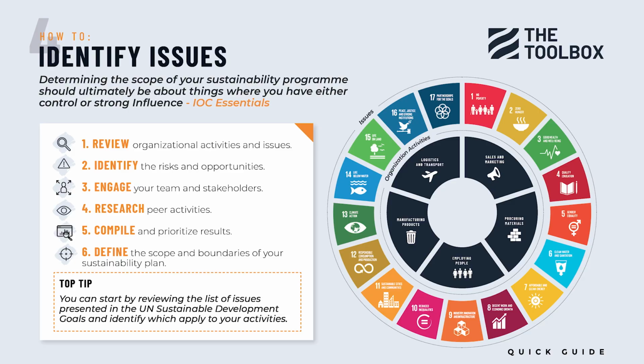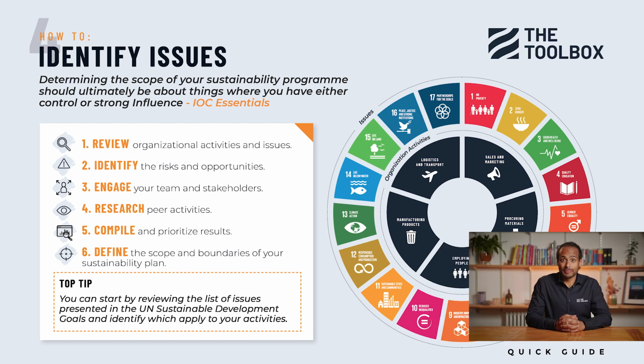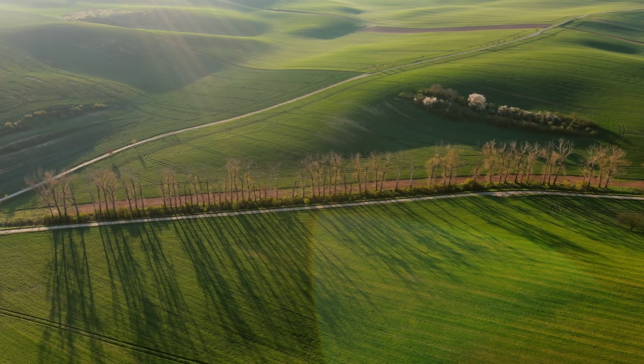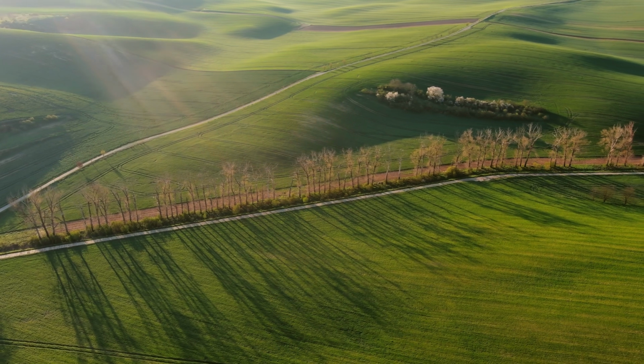After talking with your stakeholders, it's time to outline what the issues are for your organisation. This quick guide includes the UN Sustainable Development Goals as a reference. These are 17 key objectives made by the UN to help tackle global systemic issues. Inside the graphic sit examples of different organisational activities to help you consider how they may impact the delivery of the goals.